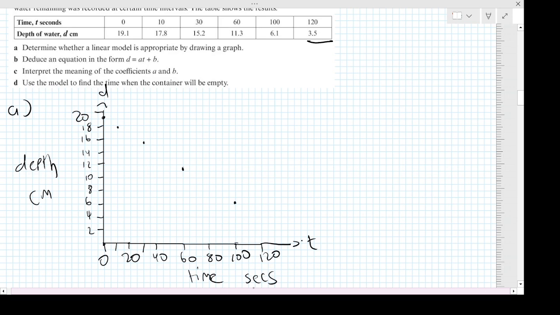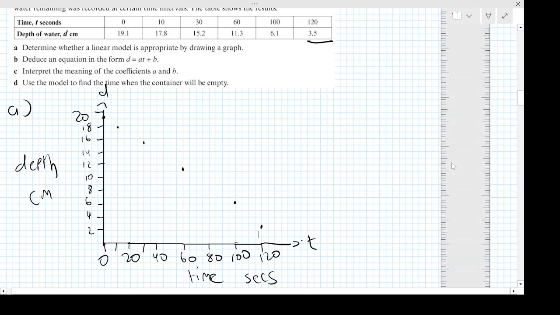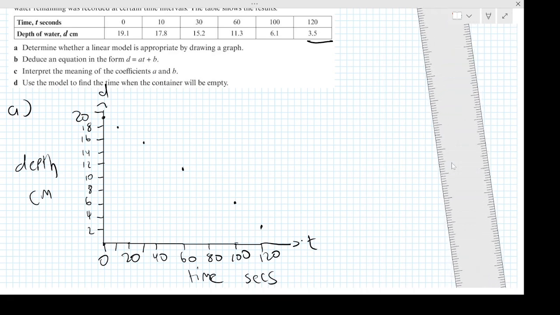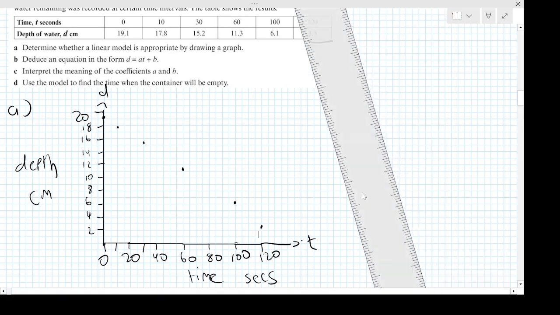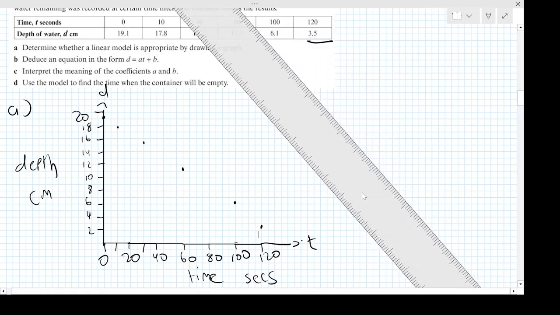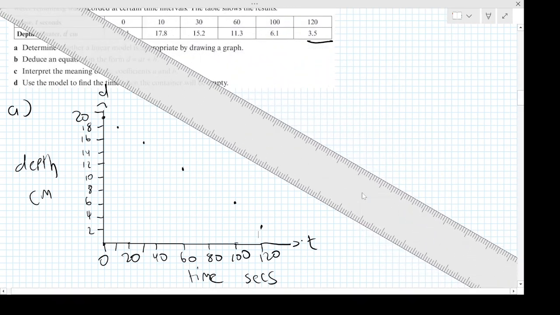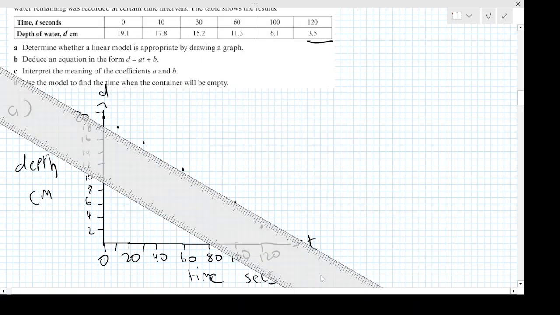Okay, then lastly 120 and 3.5, so that's going to be the 3's there, so 3.5 in the middle, so let's be there. Okay, cool, so we've plotted the points in. So now it says determine a linear model's appropriate by drawing a graph. So let's connect the points then, and actually it should be a straight line. And then you can see that the points form a straight line. So let's draw the line between it then.